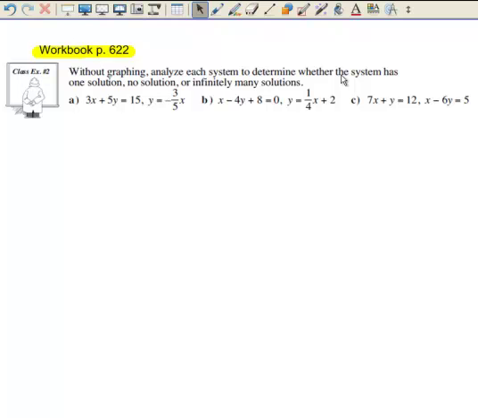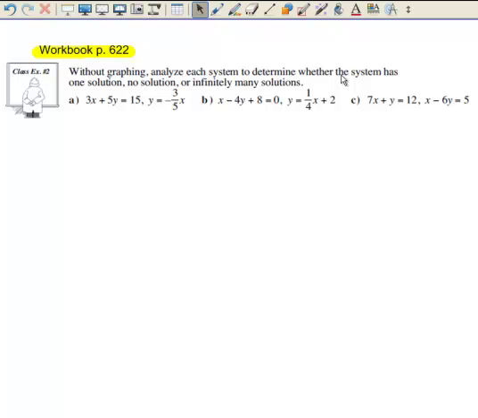Two equations that have the same slope would result in parallel lines, so there would be no solutions at all. And then two equations that end up being the exact same equation would have an infinite number of solutions because each line overlaps the other, so every point is a solution.